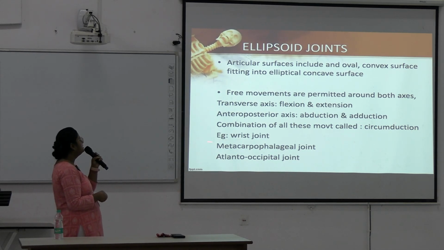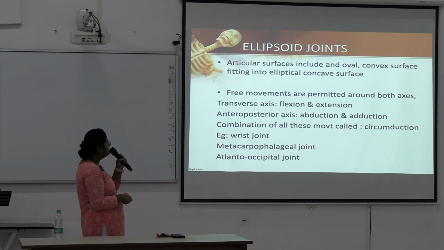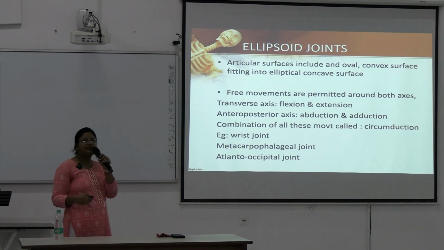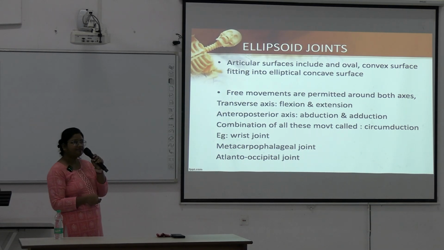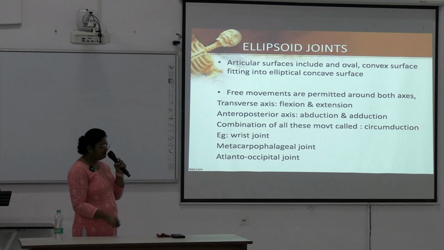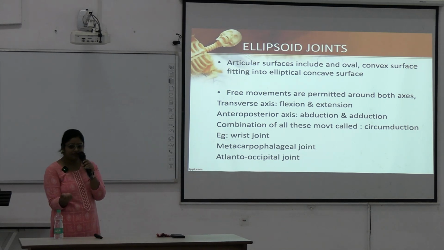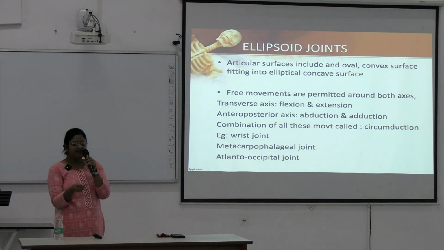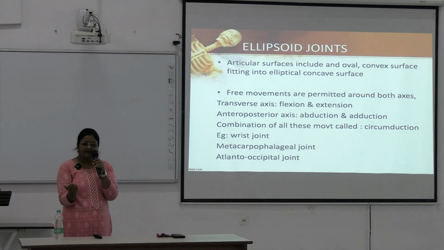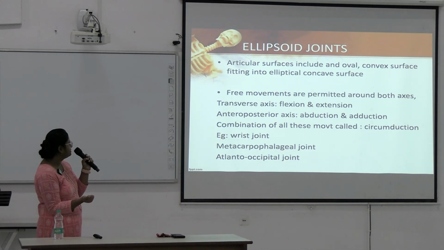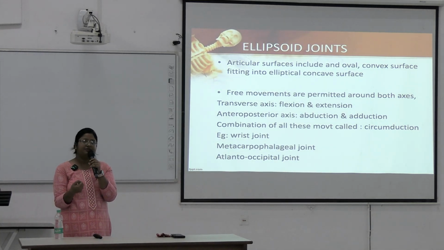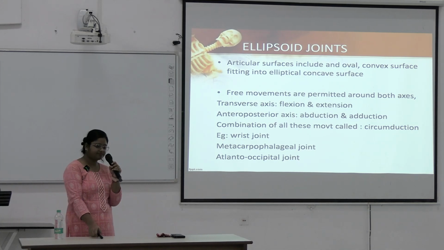Examples are the wrist joint, metacarpophalangeal joint, and atlanto-occipital joint. This is occurring between the occipital bone here and the first cervical vertebra, atlas. And in the wrist joint, you can see, movement is occurring: flexion and extension around the transverse axis, then adduction and abduction around the anteroposterior axis. Okay, and a combination of this, you can rotate it like this, so that will be the circumduction.